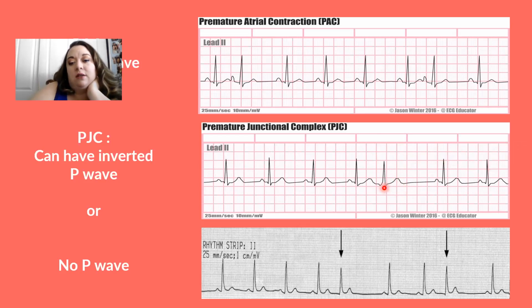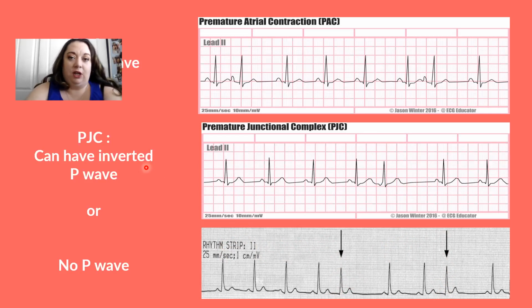With PJCs, the reason I know where this came from and that it's not the atria is that my P wave is upside down. The other way a PJC would show up is there's no P wave. So if you look at the strip down here, this dude showed up early. It's totally flat. So no P wave, it goes into my QRS. Starts again, and then this guy's early, totally flat, no P wave.